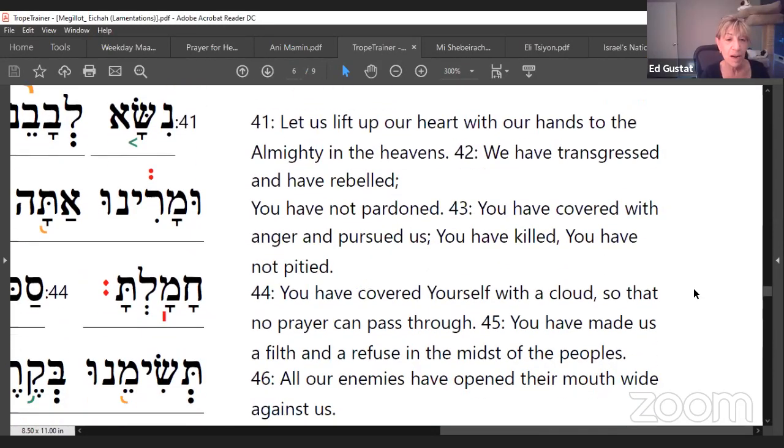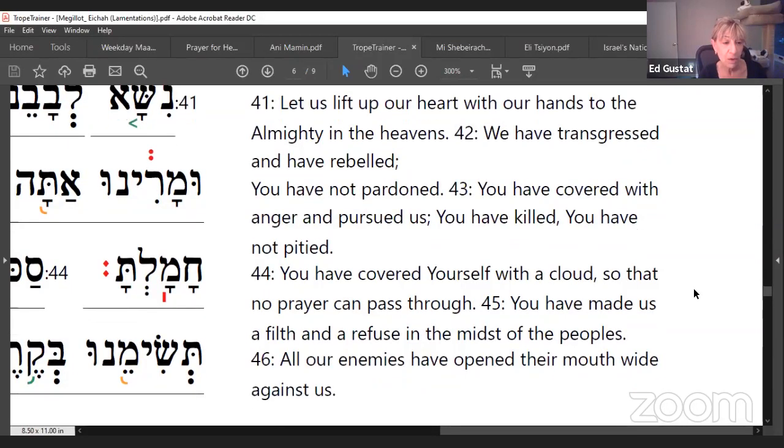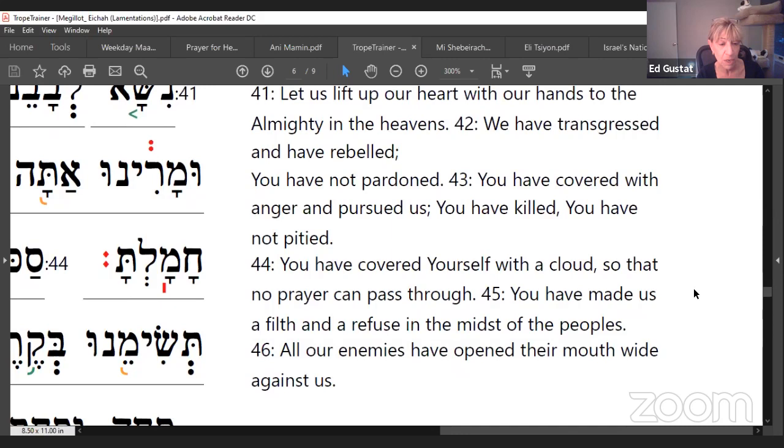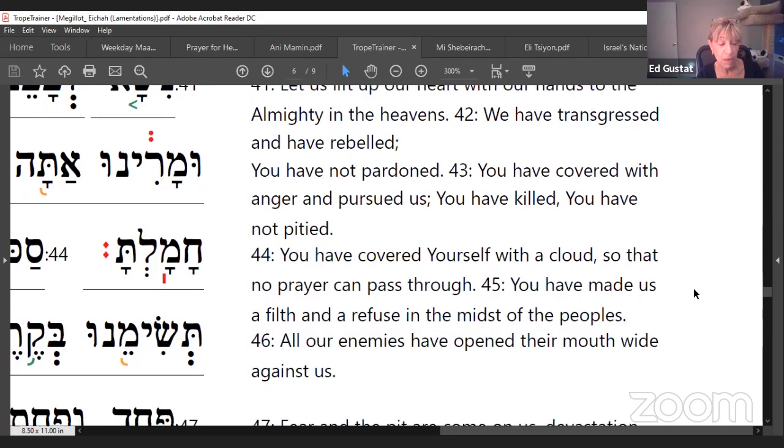Number 40. Let us search and examine our ways and turn back to the Lord. Let us lift up our heart with our hands to the Almighty in the heavens. We have transgressed and we have rebelled. We have not pardoned. You have covered with anger and pursued us. You have killed, you have not pitied. You have covered yourself with a cloud so that no prayer can pass through. You have made us filth and refuse in the midst of the peoples. All our enemies have opened their mouth wide against us.